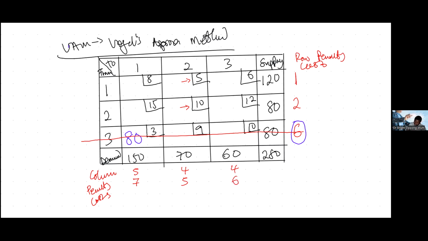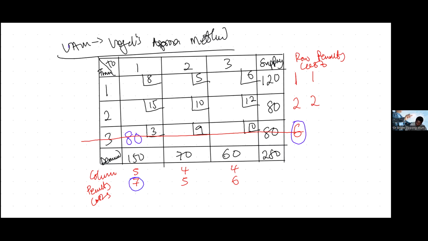When we come to the row penalty, right? We have the minimum, which is 5, and the next minimum is 6. So the difference is 1. For row 2, the minimum is 10. The next minimum is 12. The difference is 2. All right, so here we find the largest penalty cost. The largest penalty cost is 7.